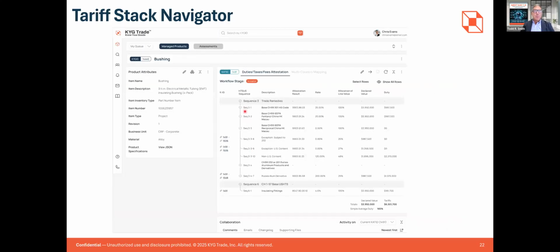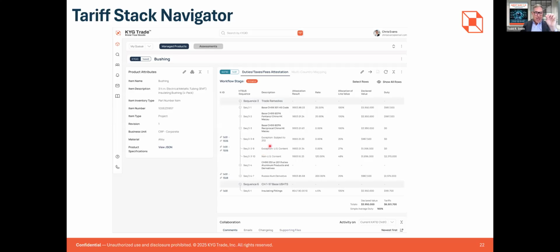We have the ability to literally look at every single 99 that will apply to your product, and then we will serve up the possible exclusions that you could apply. And as we'll show you in a few minutes, we will help you figure out if your product in fact qualifies for these exclusions, including that U.S. content exclusion that we just mentioned.